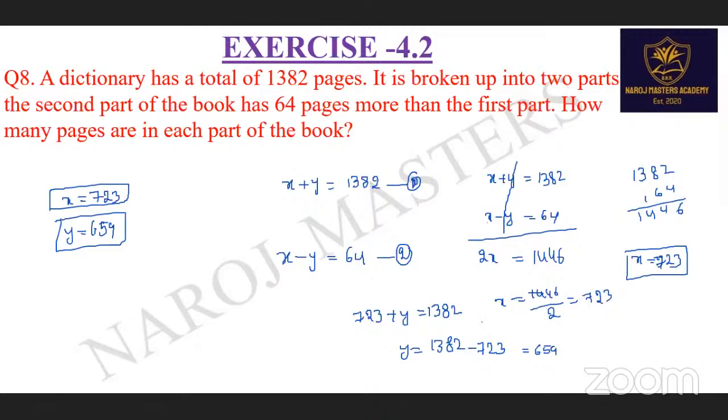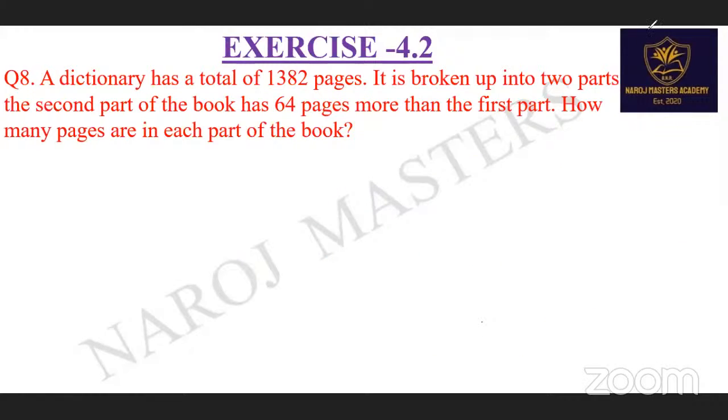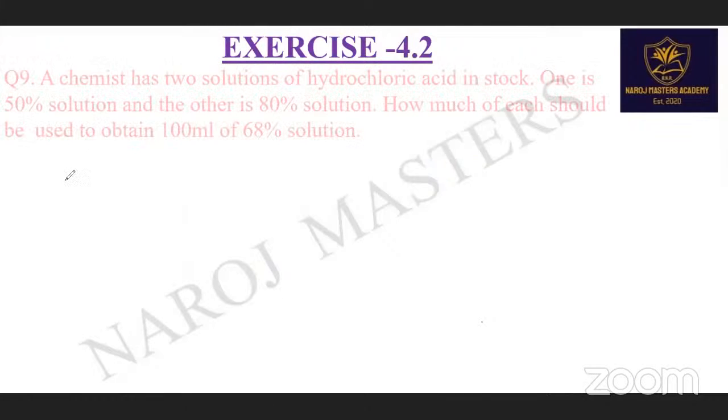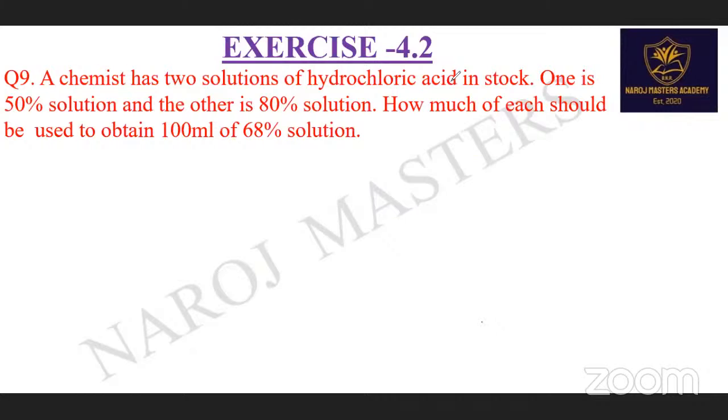Look at the next problem. A chemist has two solutions of hydrochloric acid in stock. One is a 50% solution and the other is an 80% solution. So both are not pure. How much of each should be used to obtain 100 ml of 68% solution?